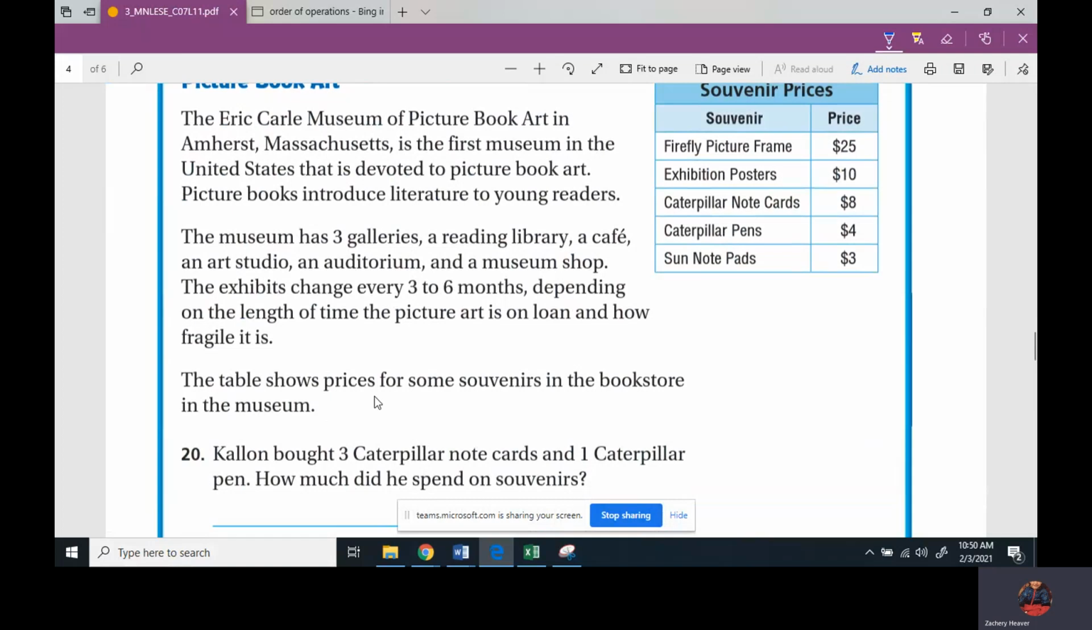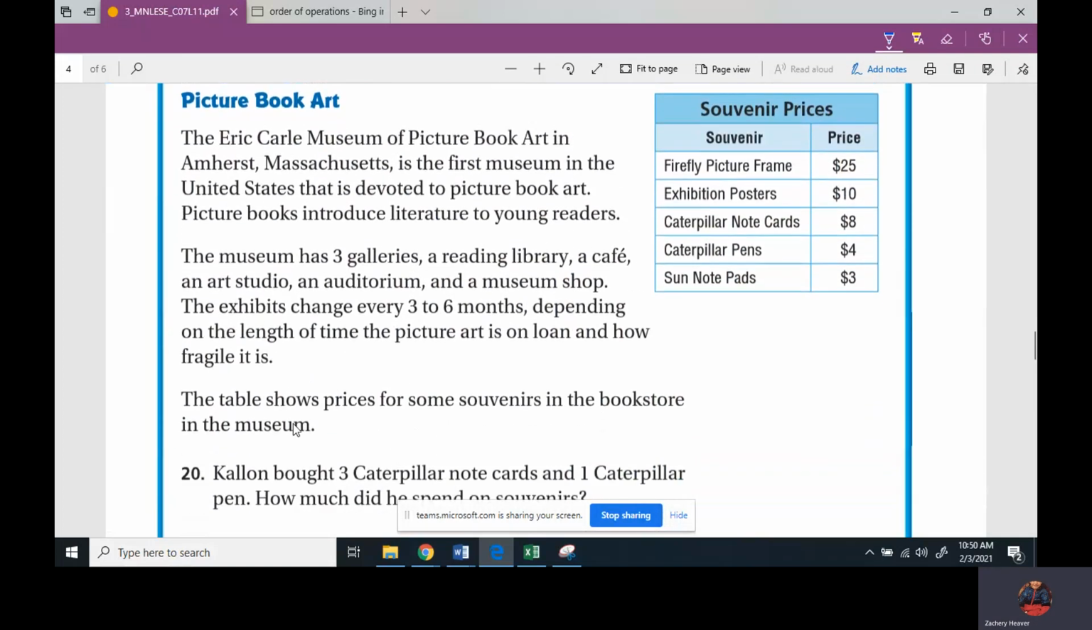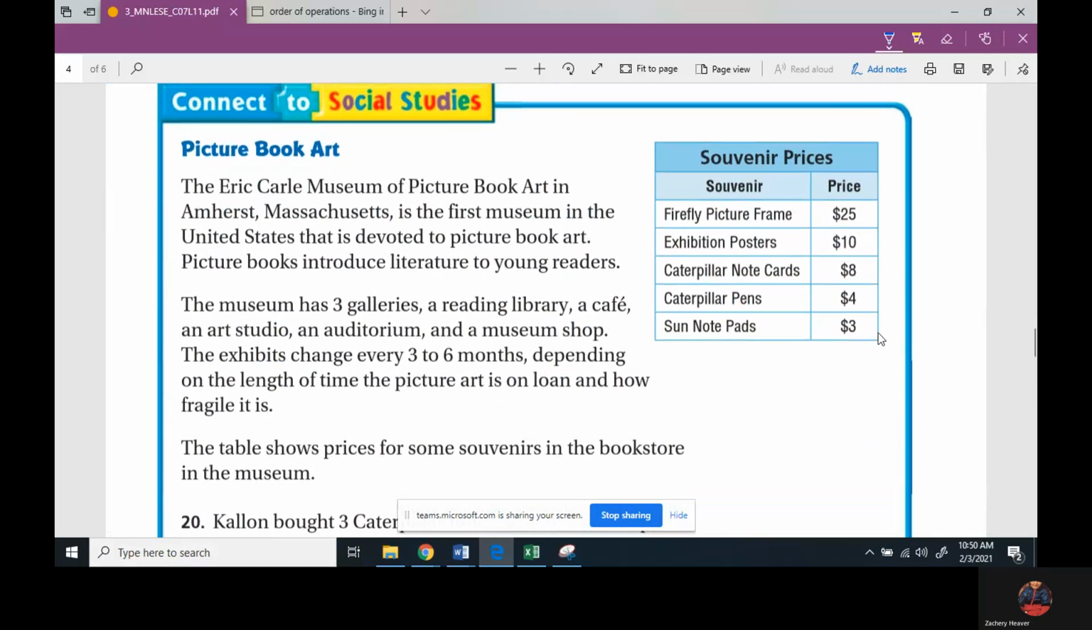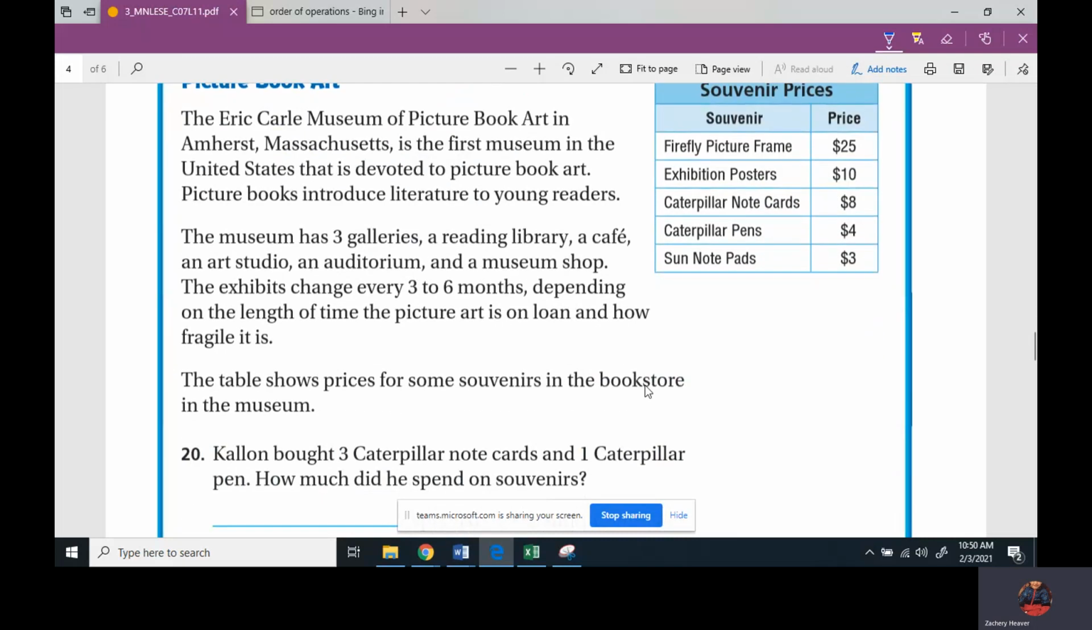The table shows the prices for some souvenirs in the bookstore in the museum. So, look at all these. A Firefly picture frame is $25, exhibit posters $10, etc. Okay, the cheapest thing is Sun notepads. It says Cologne bought 3 Caterpillar note cards and 1 Caterpillar pen. How much did he spend?